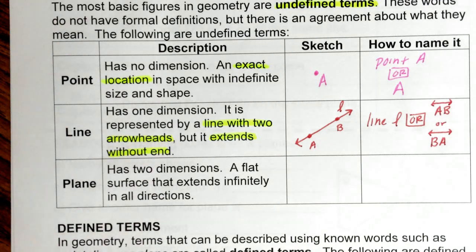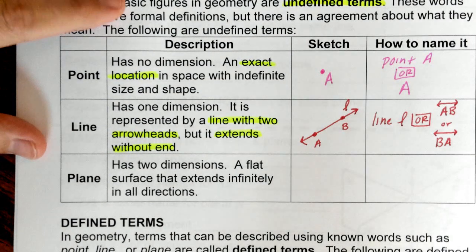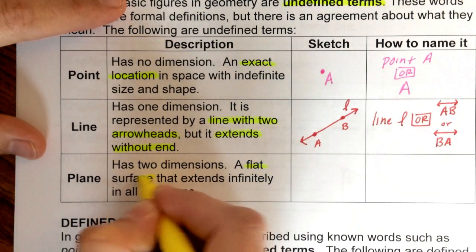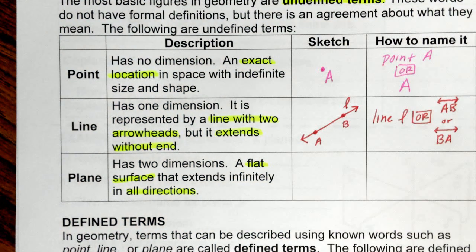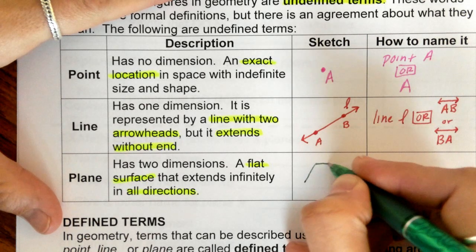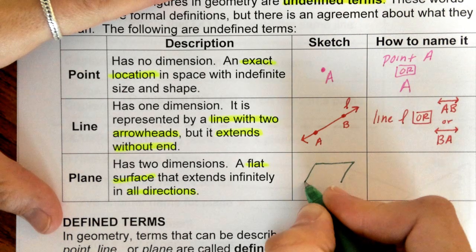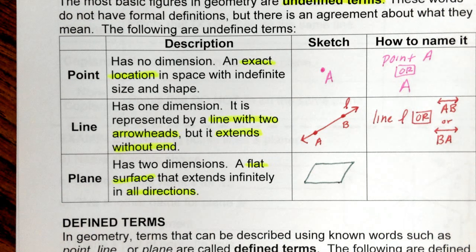Your plane has 2 dimensions. Now we're going to go X and Y. We're going to go 2 different directions. This is like a sheet of paper. Okay, so we have 2 dimensions. It's going to be a flat surface, and it's going to extend indefinitely in all directions. So we draw a sketch of a plane, in case you need to do this. A lot of times it's like a parallelogram. Honestly, you can do a rectangle, a blank sheet of paper, a wall. All of these things represent planes.